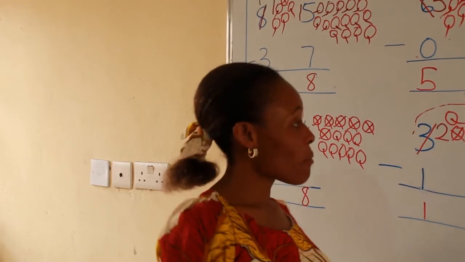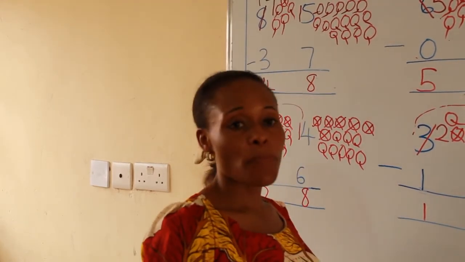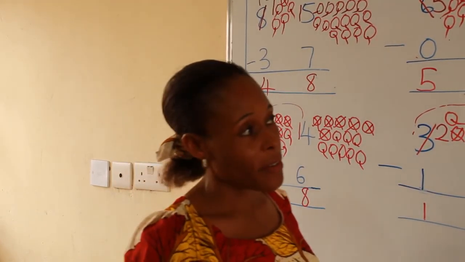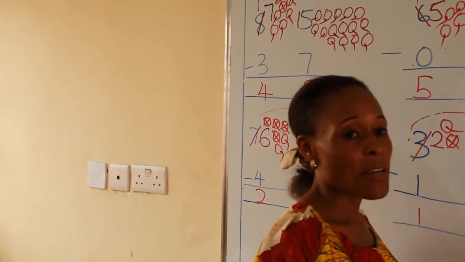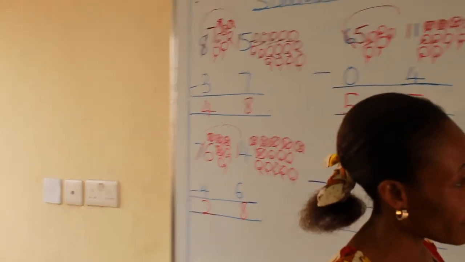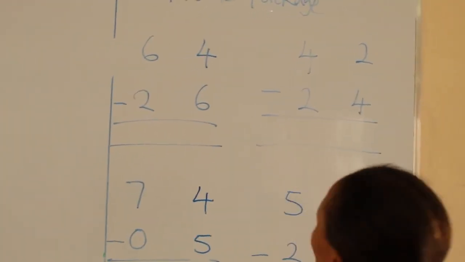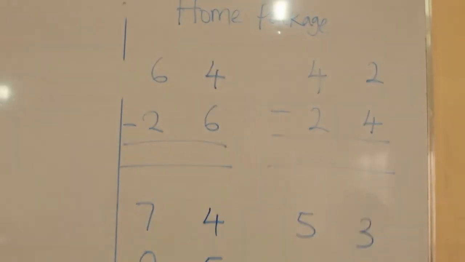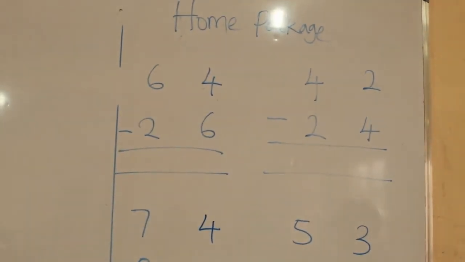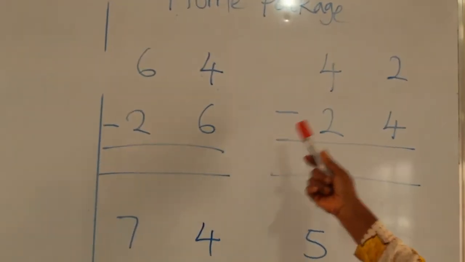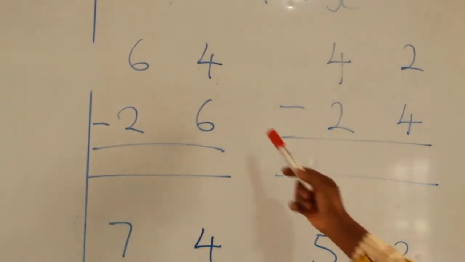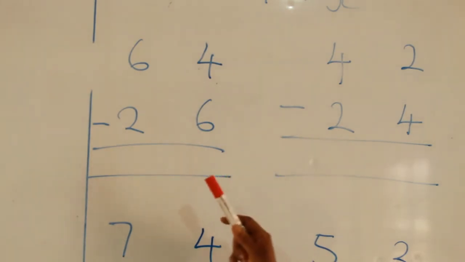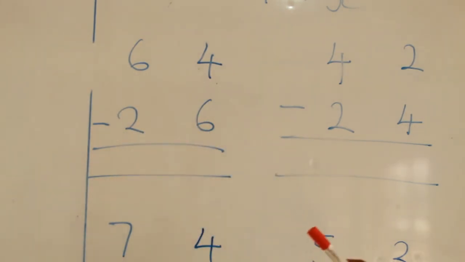Now, children, I'm going to give you a home package. You're going to do your homework. Make sure you count correctly using your counters. And you're going to submit the homework to me. Let's move over this way and take a good look at our home package, which is our homework. Now I have some examples, some questions on the board. Children, you're going to take a good look at those questions. I have 6 and 4 here, and I have 2 and 6 here.